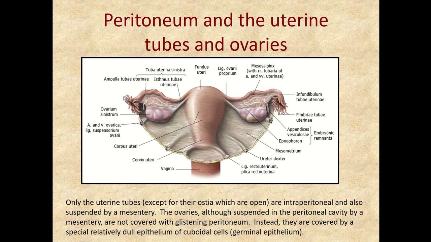The only exception to something being intraperitoneal is that you can see that the ostia of the uterine tubes open up into the peritoneal cavity. And so when an egg is ovulated from the surface of the ovary, and then it's going to go into the uterine tubes, for a little tiny amount of time it's going to actually be floating in the peritoneal cavity.